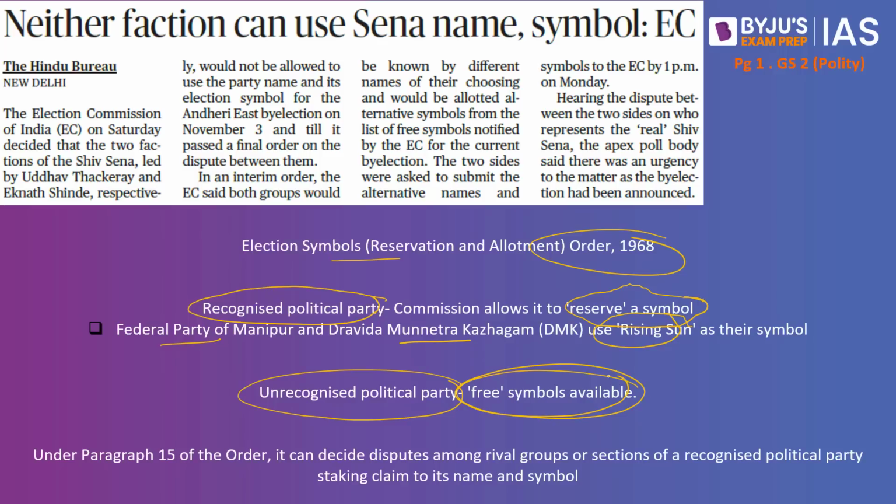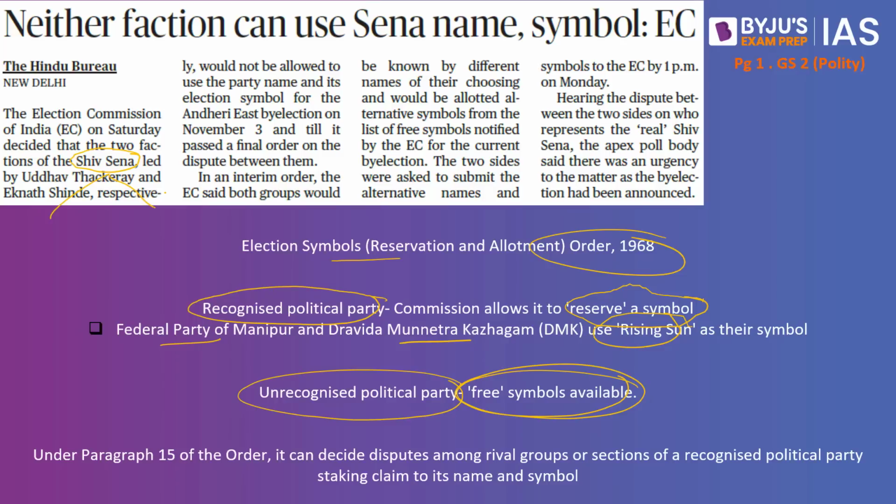Now the question is, under what authority does the Election Commission of India deal with disputes? Why are we speaking about it? That is because in the present situation, we have two rival groups within the Shiv Sena. Let's say we have one political party which happens to be the Shiv Sena. In this Shiv Sena, you might have two factions.